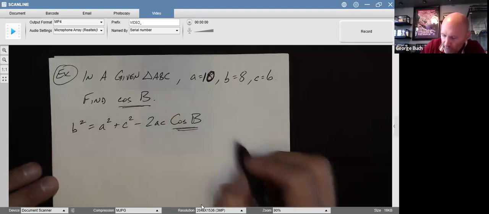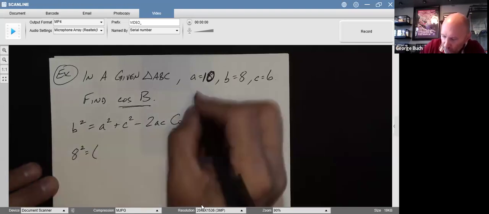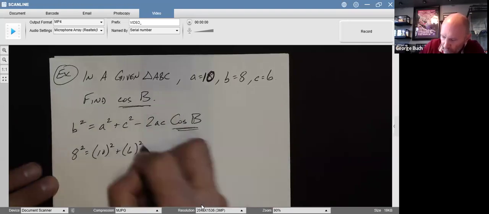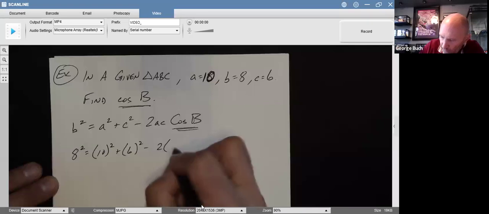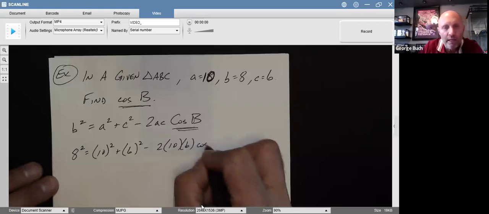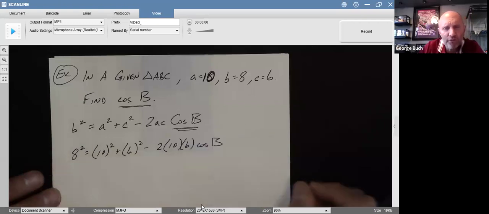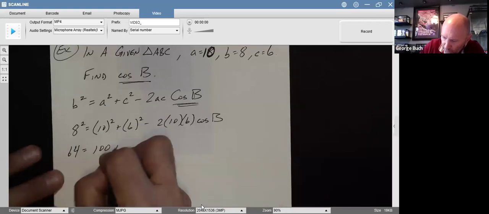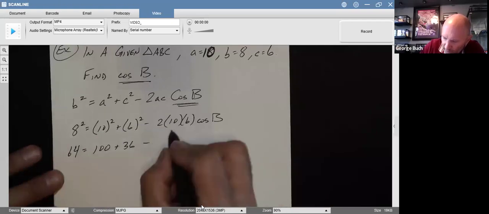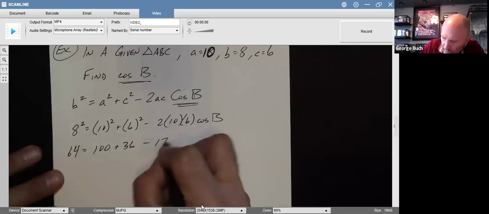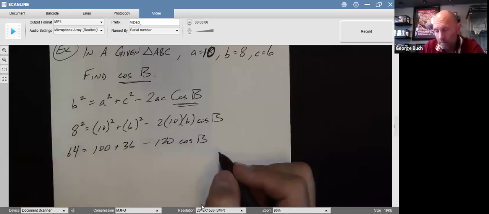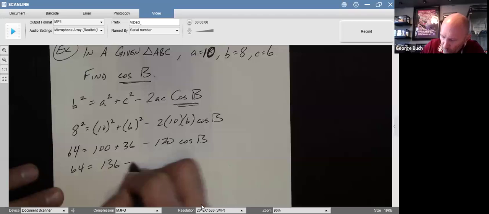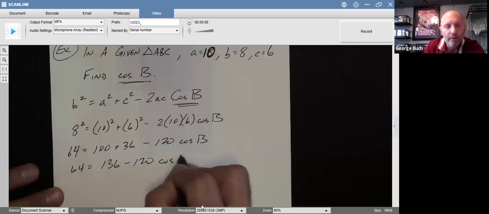So B is 8, so I have 8 squared. A is 10, so 10 squared, plus C, which is 6, 6 squared, and then minus 2 times A times C cosine of B. So now I have to solve for cosine of B. So I have 64 is 100 plus 36 minus 2 times 10 times 6 is 120 cosine of B. So combine these guys, I get 64 is 136 minus 120 cosine B.